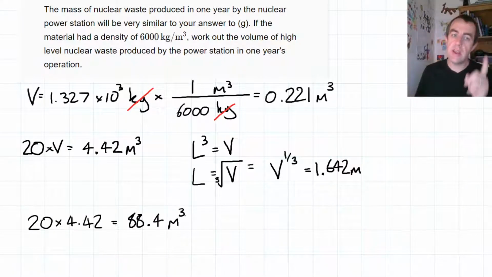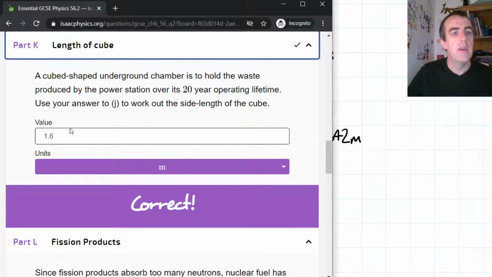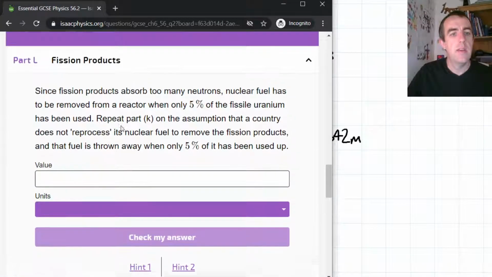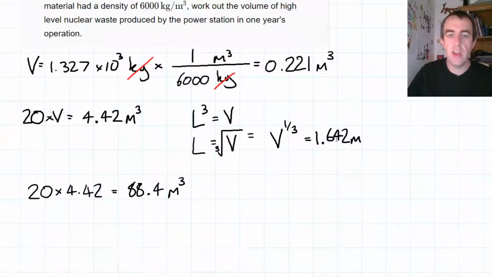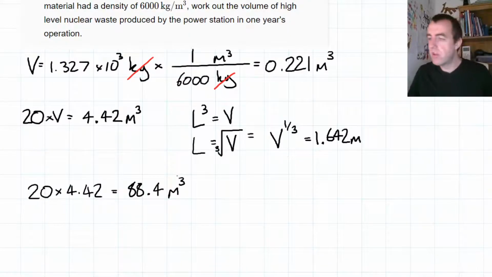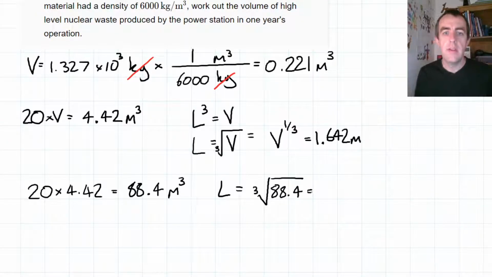Now we need to find the length of the cube, because that's what I think it wants. Let's just double check the question. Repeat part K, and part K was length of the cube, so we need to take the cube root of that. So the length of the cube is going to be the cube root of that volume, which is 88.4. Still not a huge number, but a lot bigger than it was. And we do actually reprocess fuel quite a lot at Sellafield.